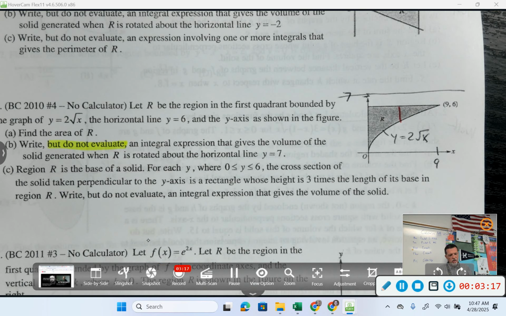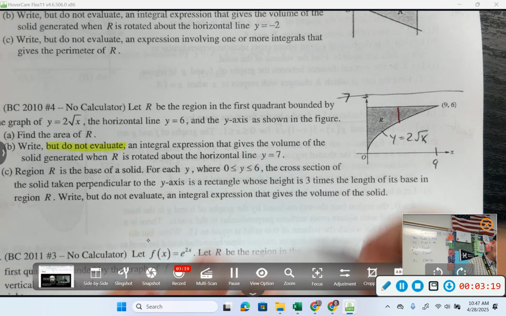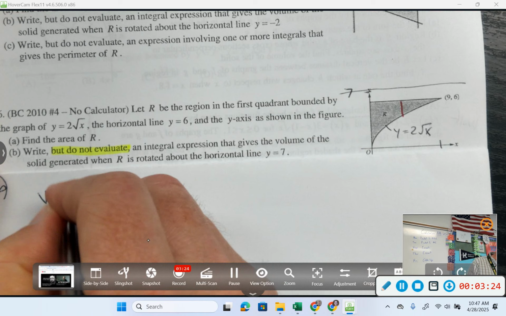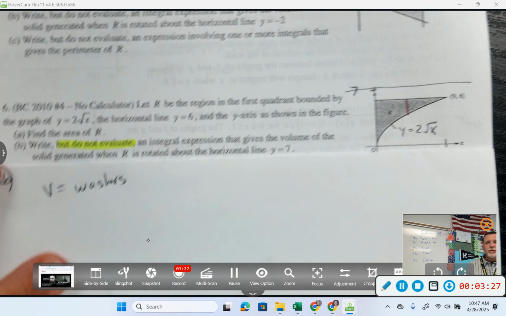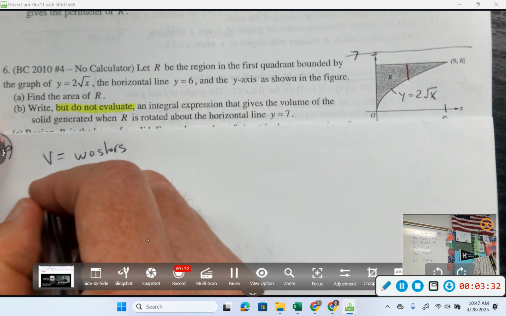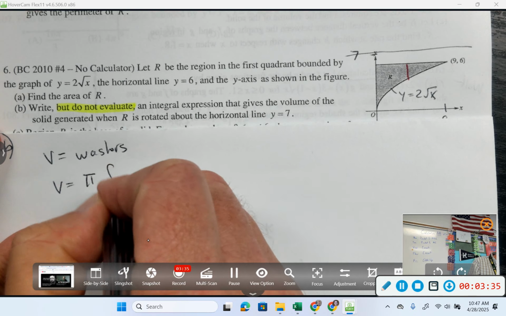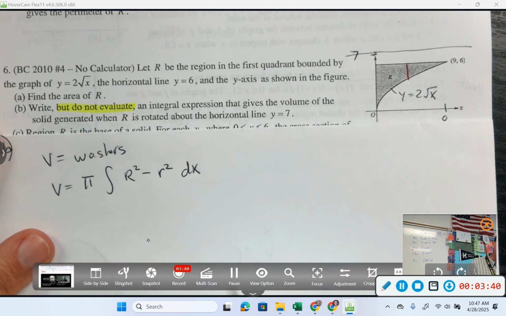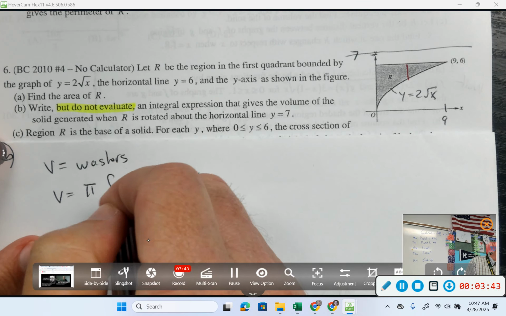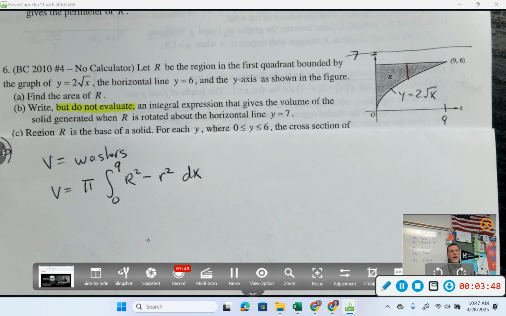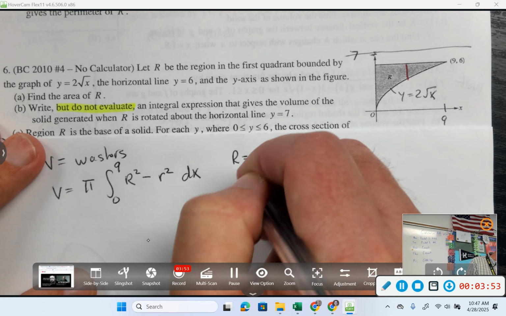Definitely washers. So volume equals washers, right? It wouldn't be wrong to write that. That alone is probably not going to give you credit, but you can say that if that helps you start thinking about things. So big R squared minus little r squared dx. We'll go from 0 to 9. And if we're lucky, that alone might get us a point. But I need to figure out what big R and little r are.